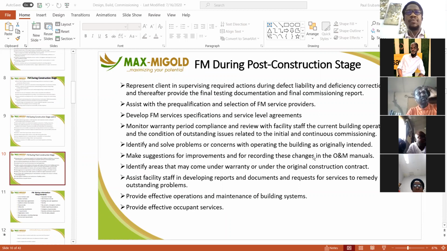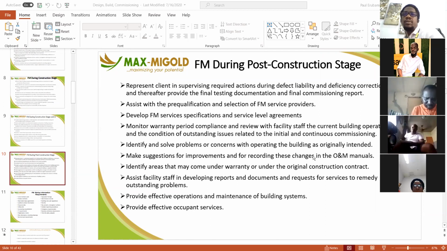Assist with pre-qualification and selection of FM service providers, come up with service level agreements. You fully understand who will use the facilities, you create service specifications. Warranty is also a very big matter at this point. Get all the warranty documentation, you monitor warranty compliance, because if you don't, there's a likelihood that you would operate it amiss, make a wrong move that will create a problem for you in the various components you're managing.